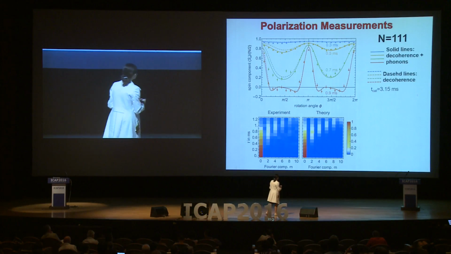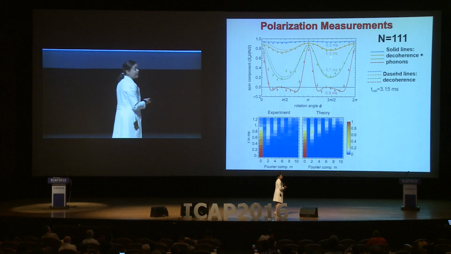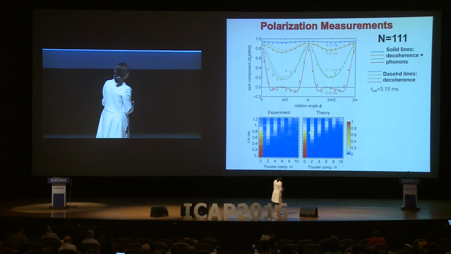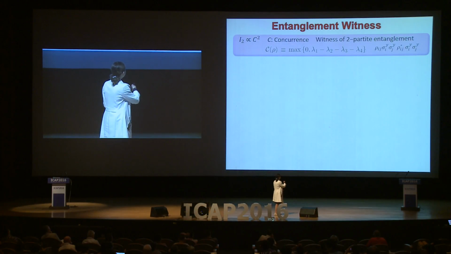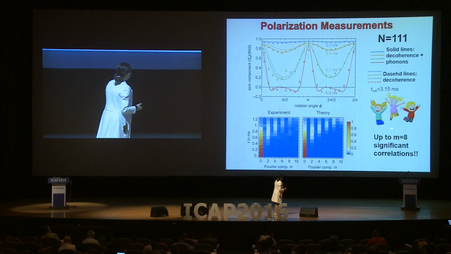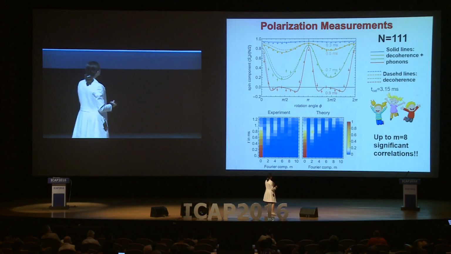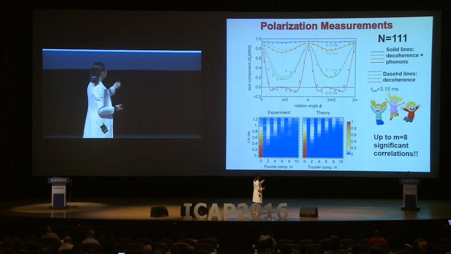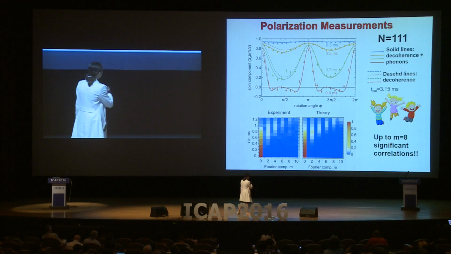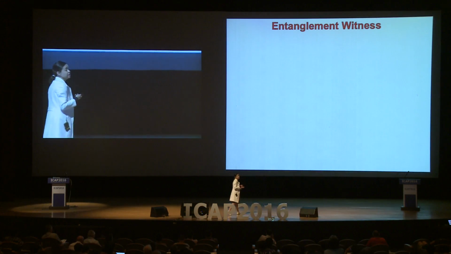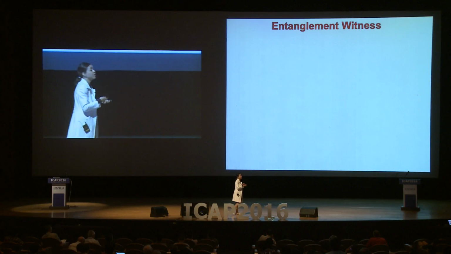But we are also measuring the Sz component, and actually what we see is that it develops up to M equal to 4 correlations in the system, in a system of 111 ions. So this is the experiment, this is the theory, these are the different coherent components, and just let me finalize by saying that this multiple quantum coherence spectrum can be very powerful.